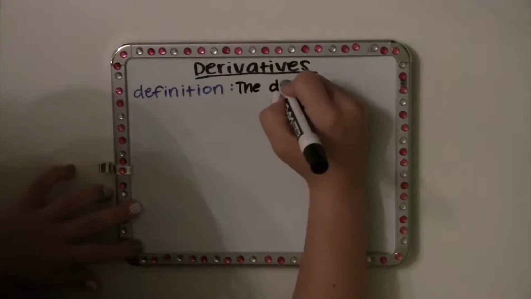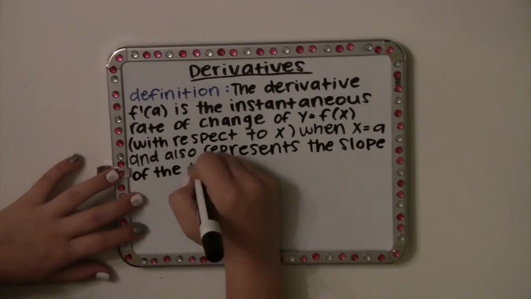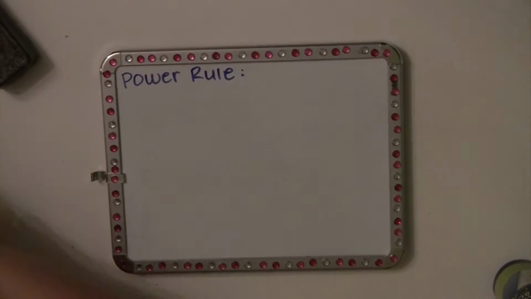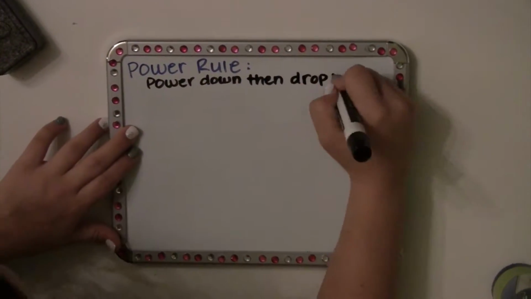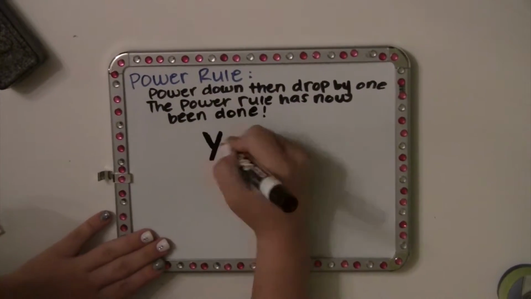A derivative is defined as the instantaneous rate of change of y equals f of x with respect to x when x equals a. There are 4 different rules we use to find the derivative of a function. The first and most important rule is the power rule. This rule says, power down then drop by 1, the power rule has now been done.